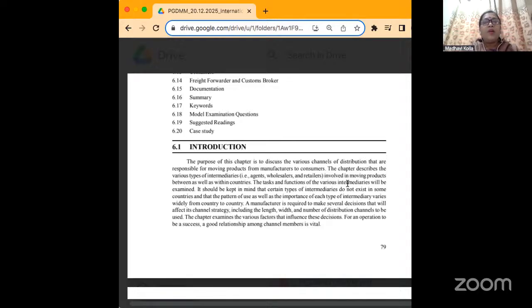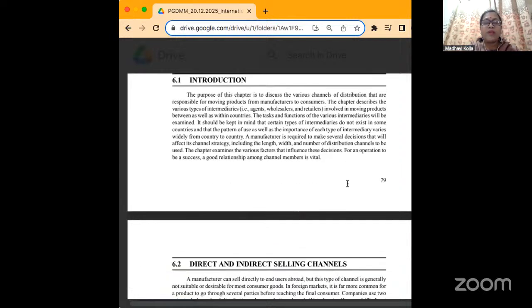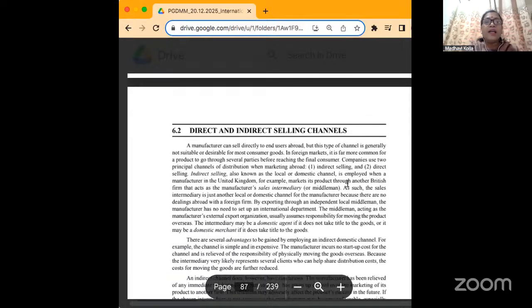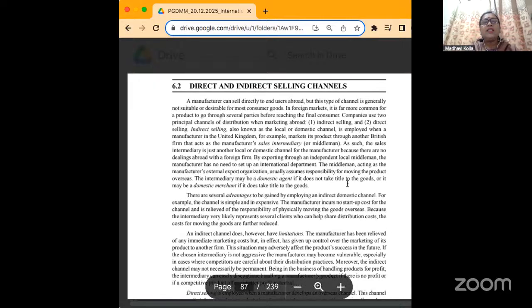The requirement of channel members may be different. However, let us try to understand the different types of options that are available for any company and then go further into each of them. So first is direct and indirect selling channels. We have already spoken about them briefly in the earlier units, but we'll talk about them in more depth today.